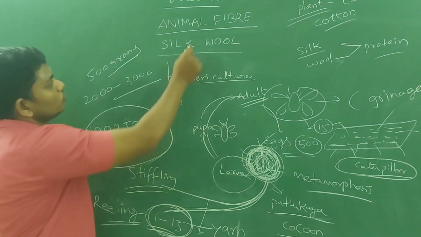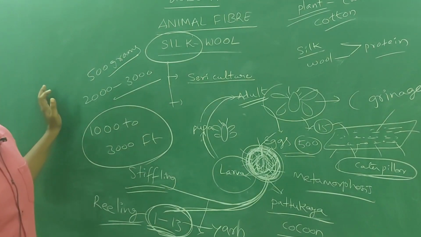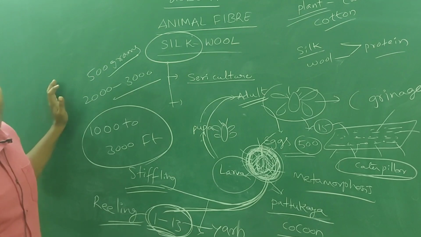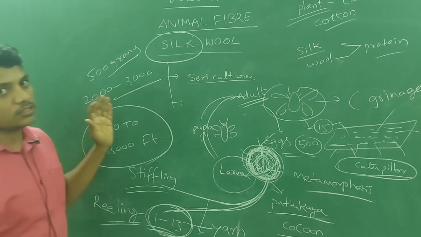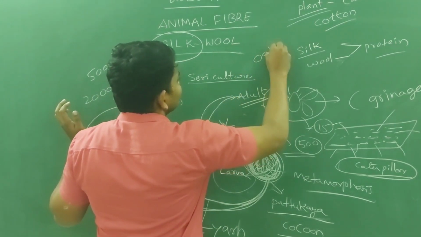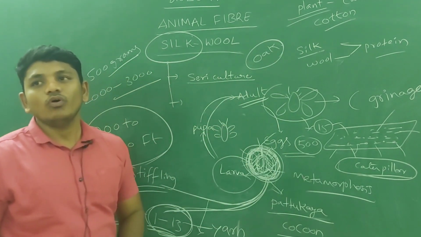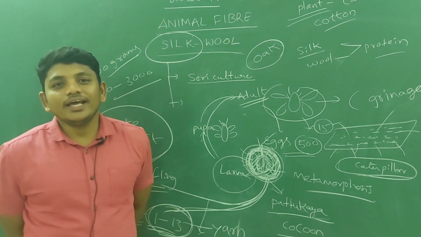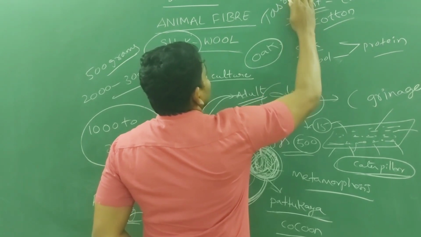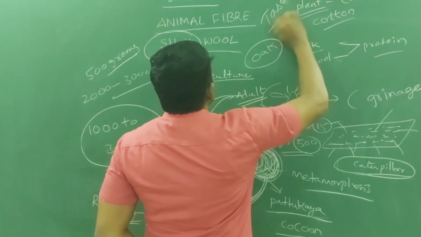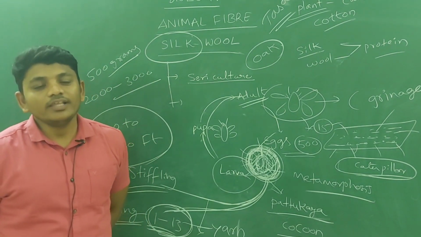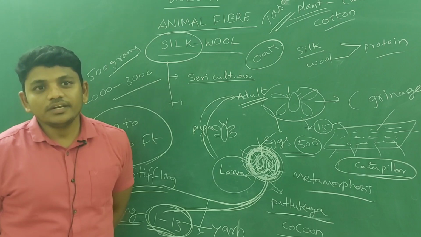You know, silkworms usually grow on mulberry plants to eat mulberry leaves. Some silkworms grow on oak trees. So they are called tassar silkworms. Why are they called like that? There is a reason for that.